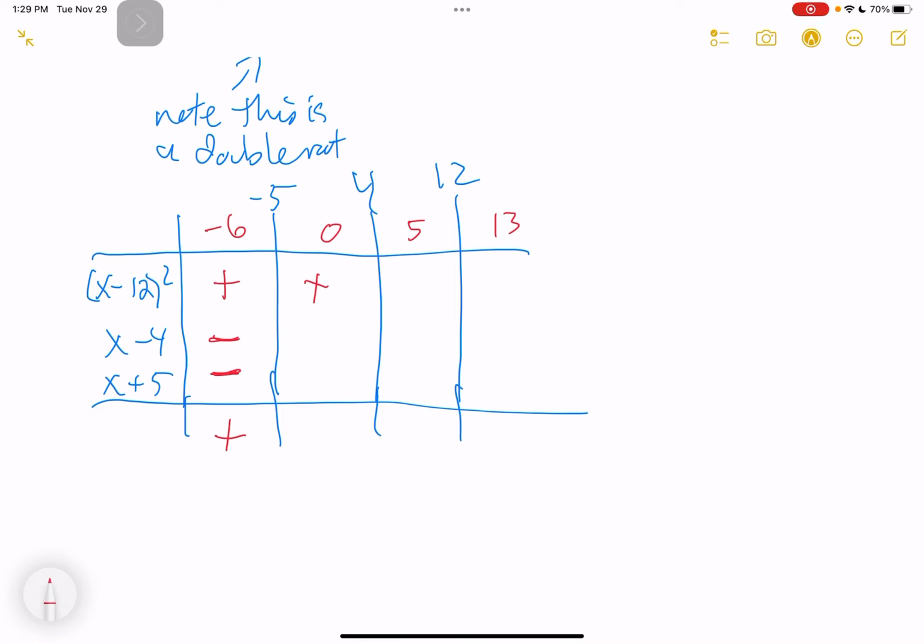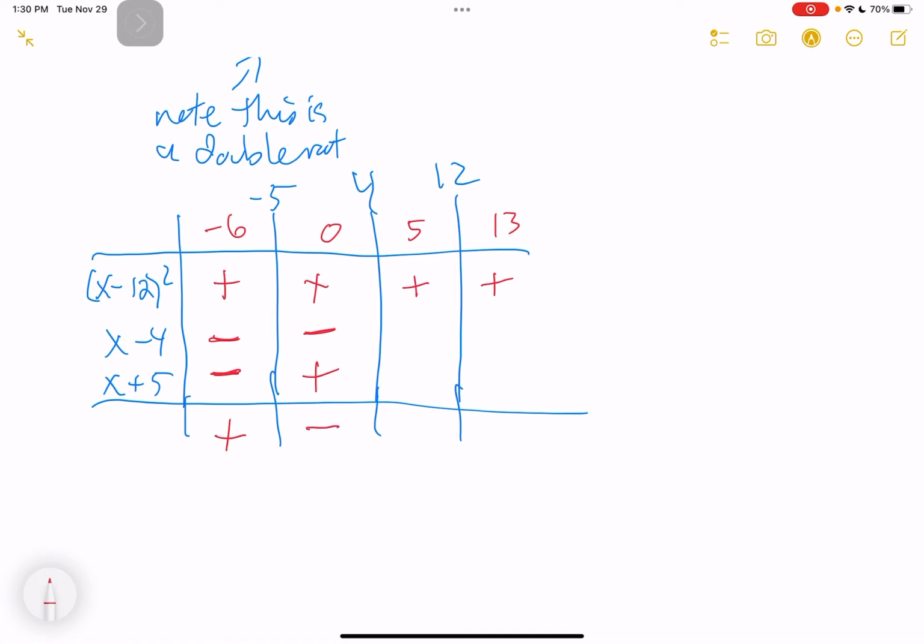In fact, basically, anything we put in here for this x, even if it comes out negative, it gets squared, so it's positive. So, to be honest, put a 5 in there, you're going to get a negative 7. Negative 7 squared is positive. Put a 13, you get a 1. 1 squared is positive, so that's good enough. Put a 0 in here for the x on the next one. 0 minus 4 is negative 4, so that's negative. 0 plus 5 is positive. A positive times a negative times a positive is a negative.